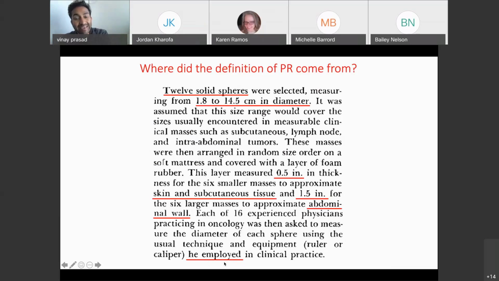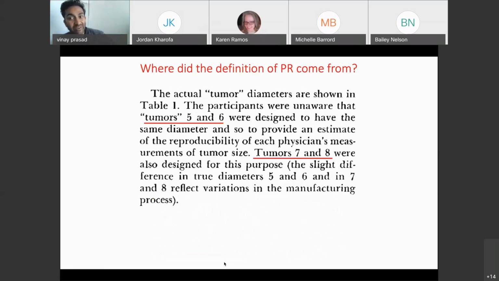Yes, unfortunately, it was he employed. And that's because this was a gender-biased era. There were only 16 men who were doing this. So what was going on here? 16 men, they had calipers, they were measuring marbles through foam rubber and writing down the size. And there was one more trick. Moertel is a smart guy. He's very smart in many ways.